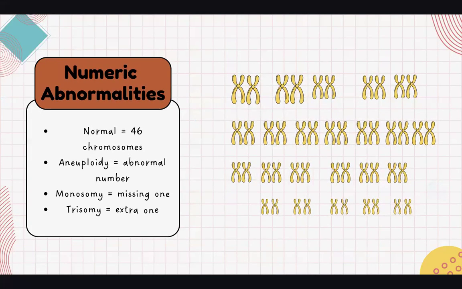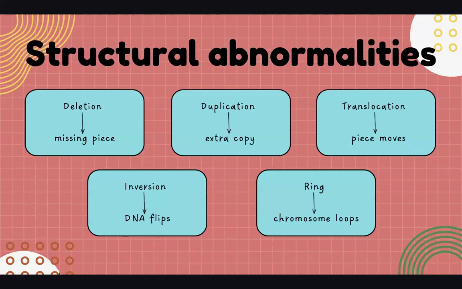All right, so there are numeric abnormalities. This is all about the count, right? So normally we have 46 chromosomes. That's what we're talking about, like sperm or an egg. Those have 23, but to make a baby, they add together and make 46. So 46 chromosomes is how much we normally have. If the number is off, we call it aneuploidy, which just stands for abnormal number. Monosomy means one is missing, and trisomy is an extra one. I like to think of it as monosomy is you're missing a friend, and trisomy is you brought a plus one.